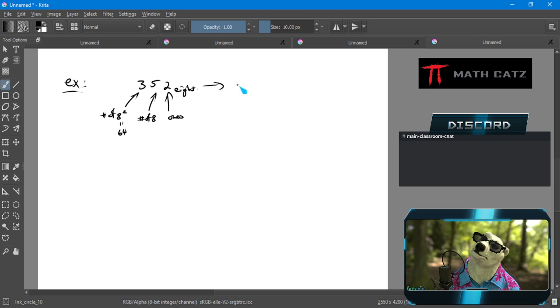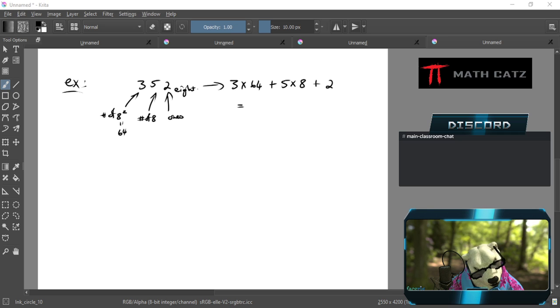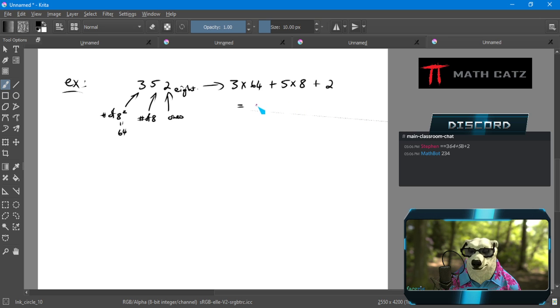So this will then correspond to, if we write left to right, 3 groups of 64 plus 5 groups of 8 plus 2 groups of 1, or just leftovers. Let's give MathBot something to do. 3 times 64 plus 5 times 8 plus 2. Though I'm sure you could have done that in your head, of course. Why not? Back it up with calculator, verify. 234.